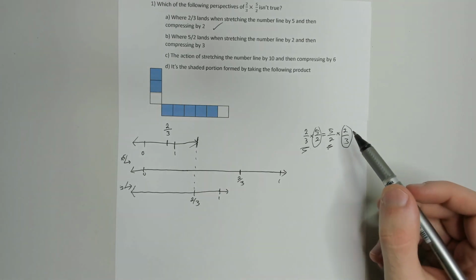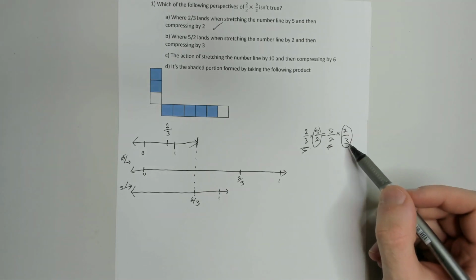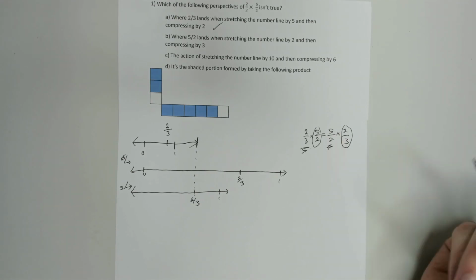And so if we stretch the number line by 2 and then compress by 3, wherever 5/2 lands, that's going to be our resulting product. So part B is also going to be true.